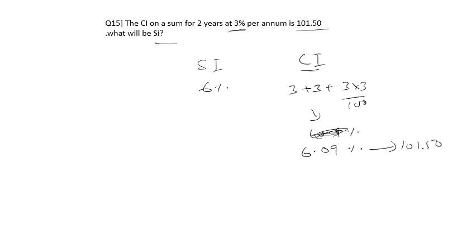Okay, 6.09%, and this is given as 101.50, and it is asking you to find simple interest, means 6% is asked. That is 101.50 by 6.09 into 6, right? So if you multiply these two, it will come 609. So if I cancel this, this is just coming out to be 100, right?